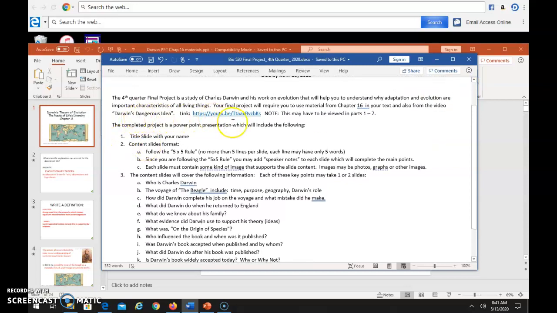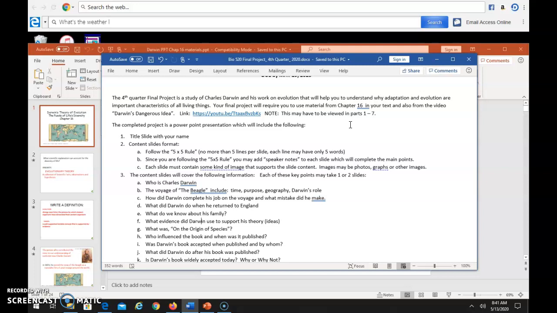And in Darwin's Dangerous Idea, you're going to get a lot of information about Darwin, who he was, what he did, the problems he faced, all kinds of information about his family, as well as what he did with his book that he wrote and how well it was accepted. So in this PowerPoint, you're going to pull all of these things together to help you give me a full document as to what and how Darwin became so important to the field of biology.